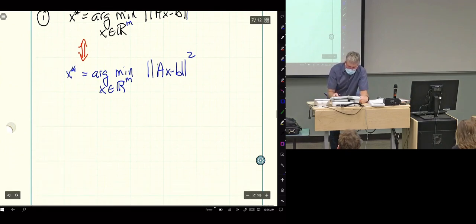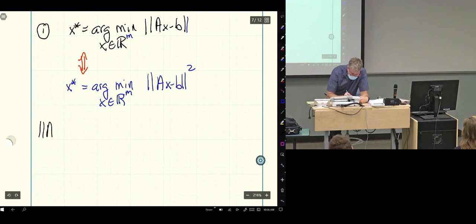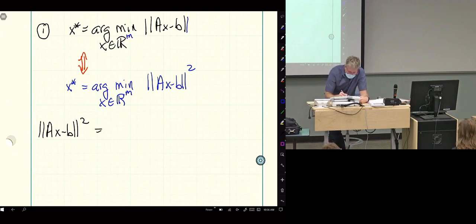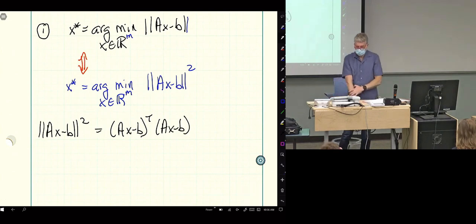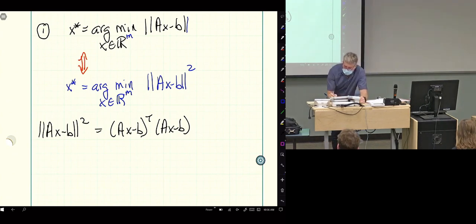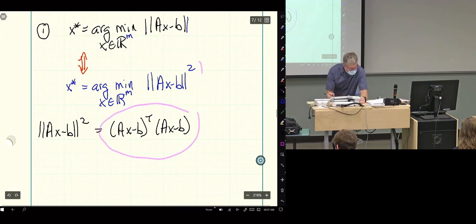So this is why it's called least squares, because people typically write it down with this, because that has the sum of the squares. Now, we talked about that the square of the norm is the transpose of the vector times the vector. So here's the vector. It's Ax minus b. We transpose it. So that's what we're trying to minimize here. This guy and this guy are the same.